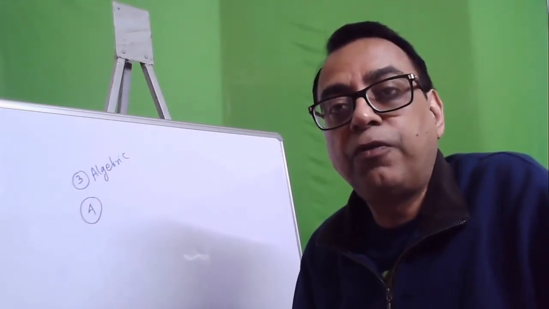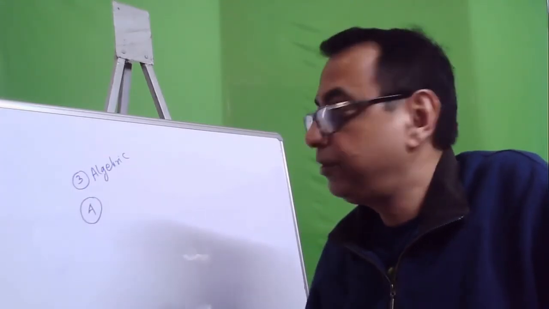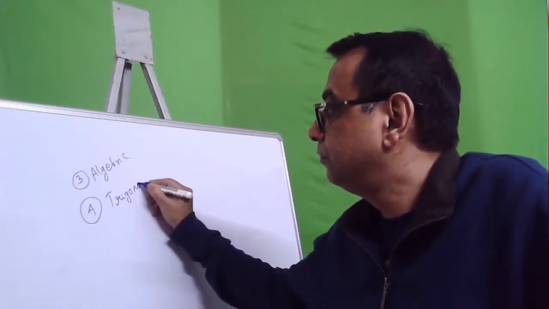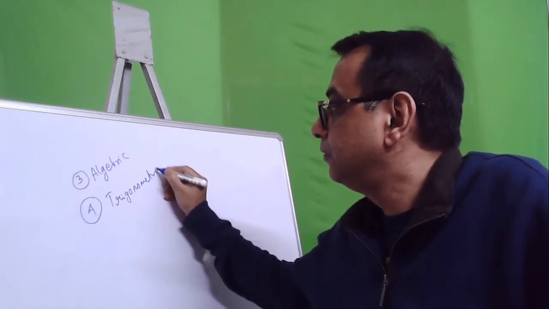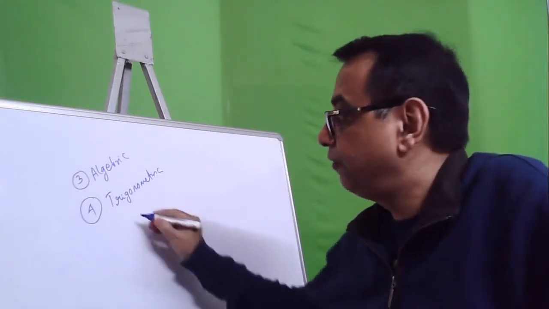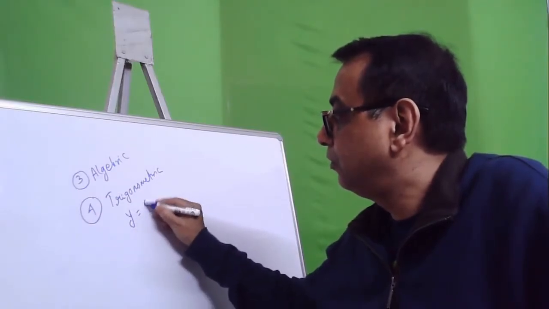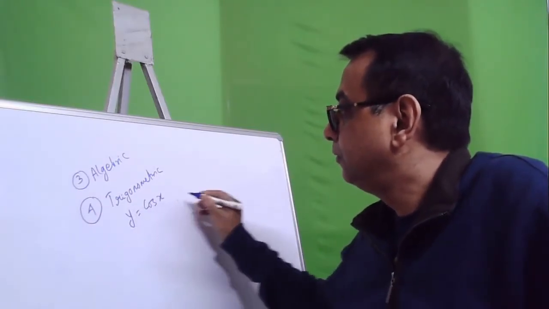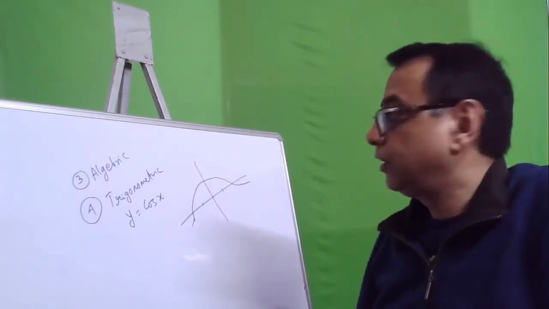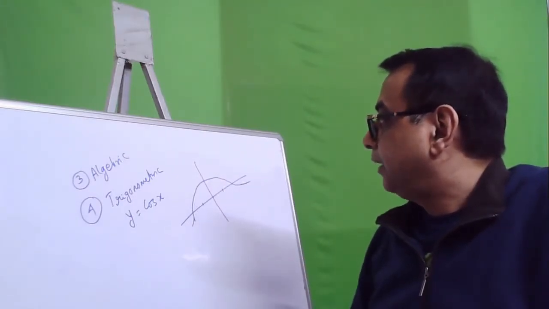The fourth type of function is trigonometric functions, where y takes the value of a trigonometric function. For example, y is equal to cos x. So this will be a function like cos x.